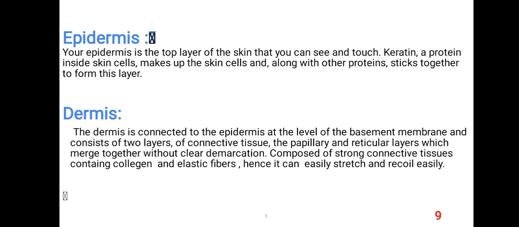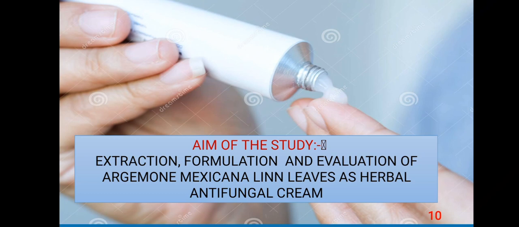First is the epidermis. Your epidermis is the top layer of the skin that you can see and touch. Keratin, a protein inside skin cells, makes up the skin cells and along with other proteins sticks together to form this layer. Dermis. The dermis is connected to the epidermis at the level of the basement membrane and consists of two layers of connective tissues, the papillary and the reticular layer, which merge together without clear demarcation, composed of strong connective tissue containing collagen and elastic fibers. Hence, it can easily stretch and recoil.